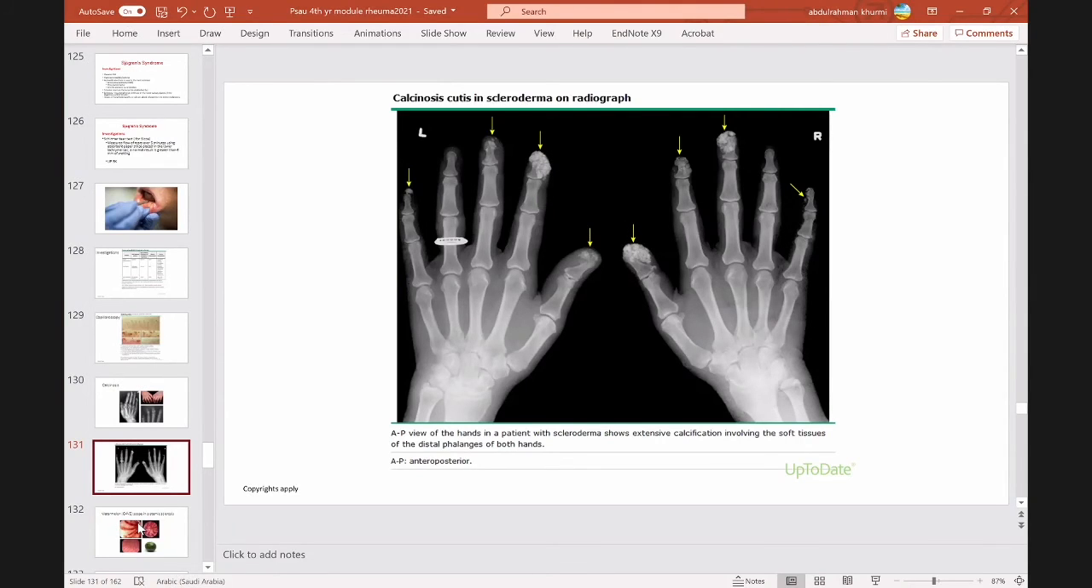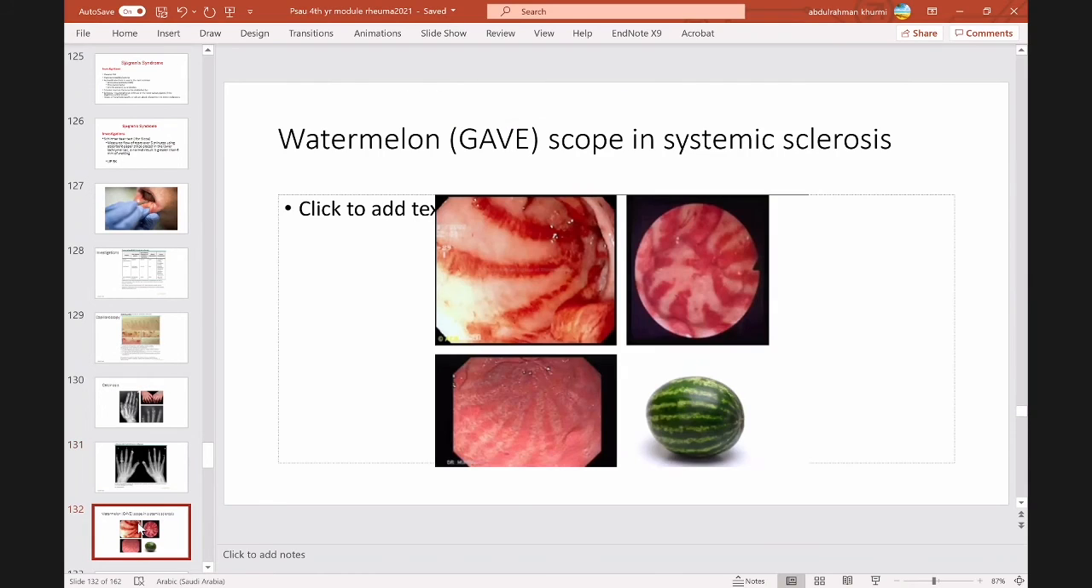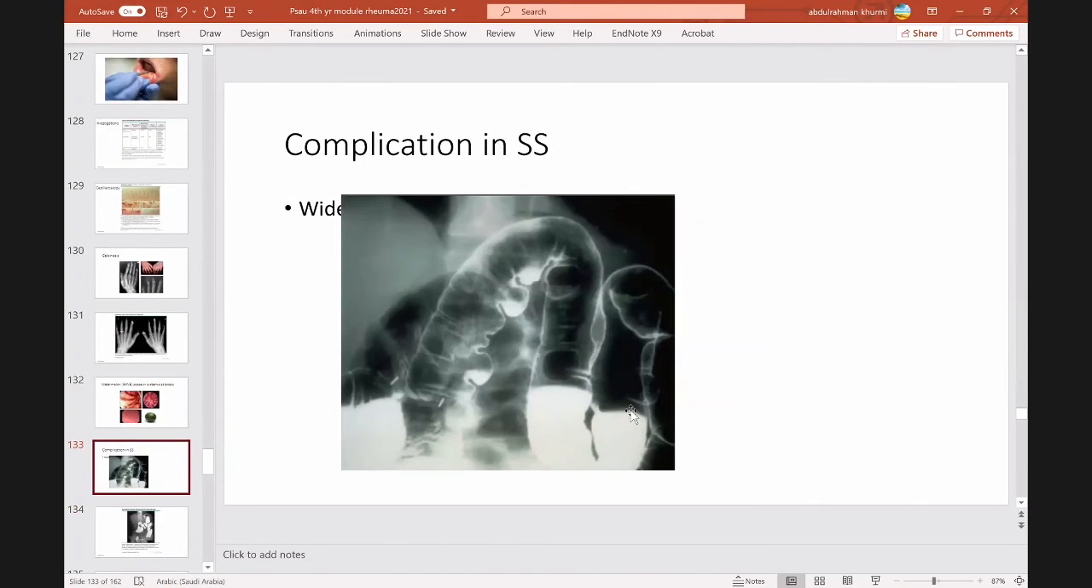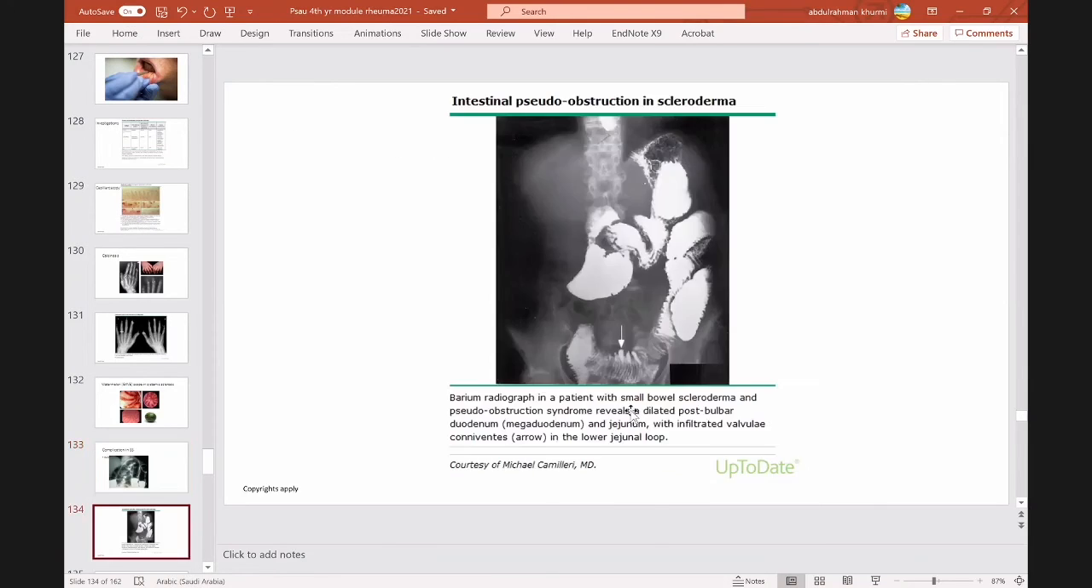Remember this picture, dilatation of blood vessels in the stomach, what we call the watermelon picture. Dilatation of blood vessels leads to anemia, hemorrhage, and others. Also dilatation in the large intestine and small intestines as complications of systemic sclerosis.